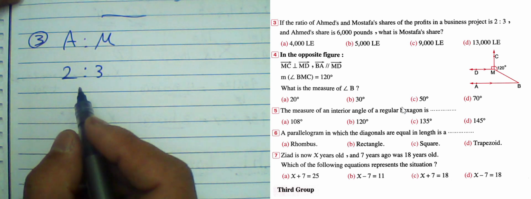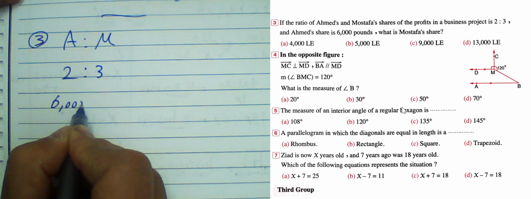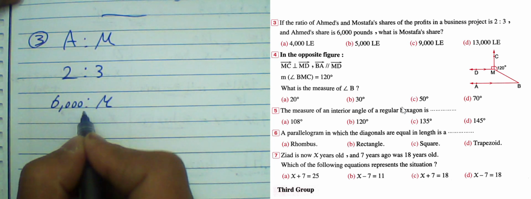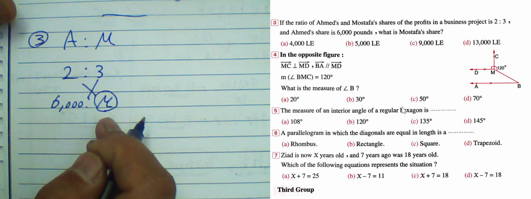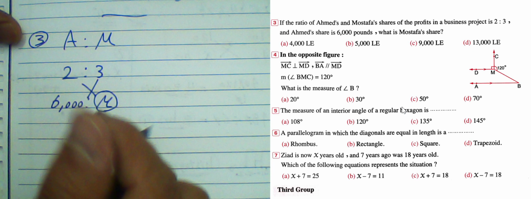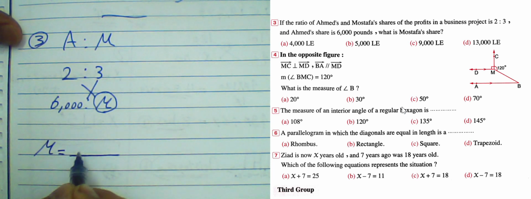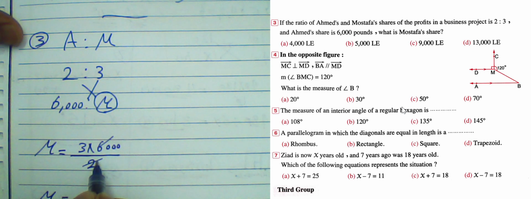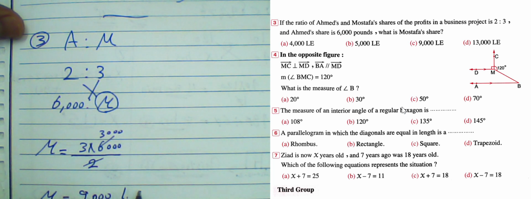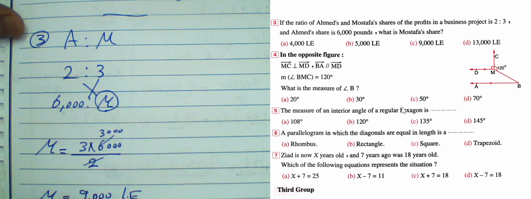And Ahmed's share is 6,000. Write 6,000 here under Ahmed and write M here, corresponding to what Mustafa shares. We can find what Mustafa shares by using the product of the means equals the product of the extremes, and M will be equal 3 times 6,000 over 2. Then M equals 6 divided by 2 equals 3, then 3,000 times 3 will be 9,000. Then Mustafa shares 9,000 Egyptian lira. Okay, choose letter C.